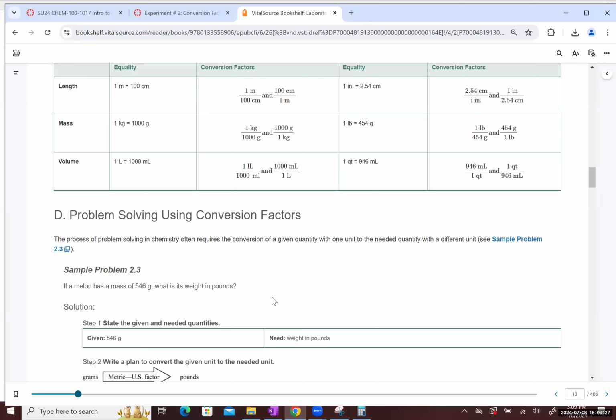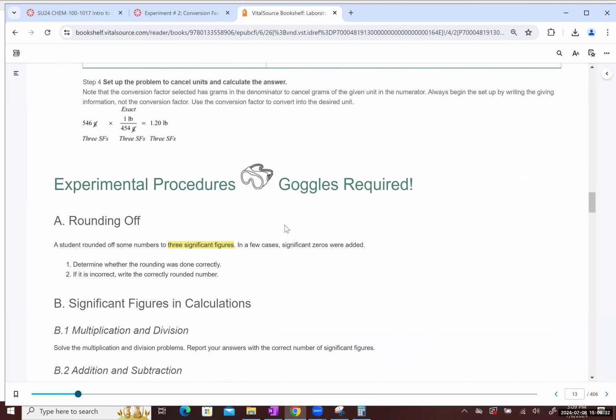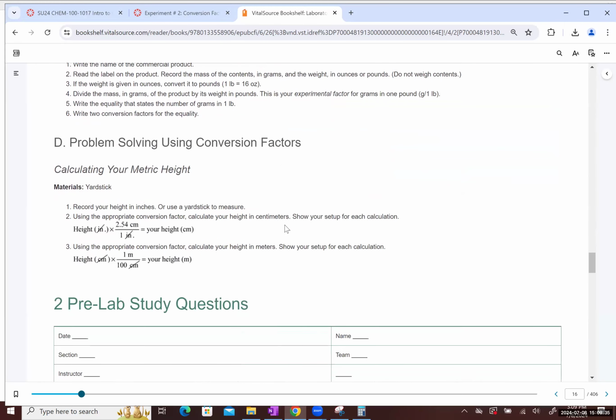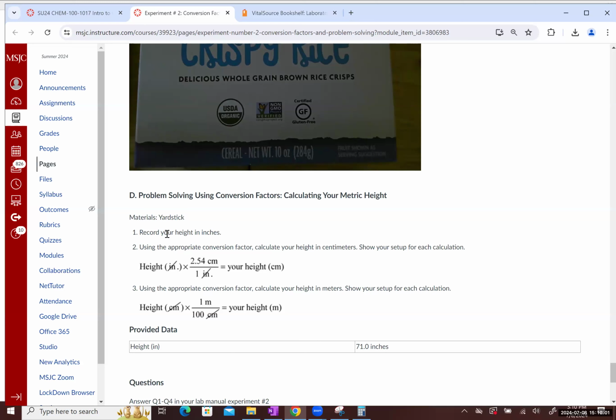Okay, so let's take a look at part D. Let's read the instructions for that. So in this case, we're asked to record our height in inches or use a yardstick. Using the appropriate conversion factor, we're then asked to calculate our height in centimeters, and then using the appropriate conversion factor, calculate the height in meters. So in this case, let's look at what data were provided.